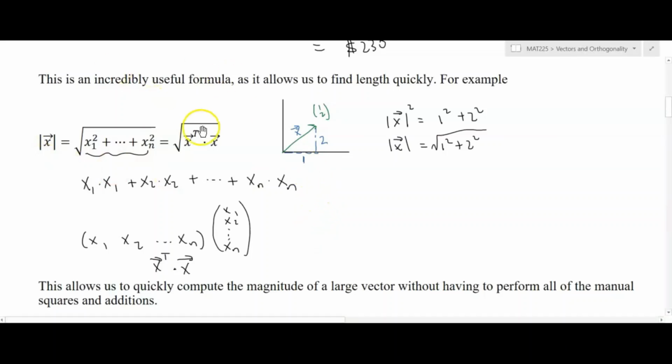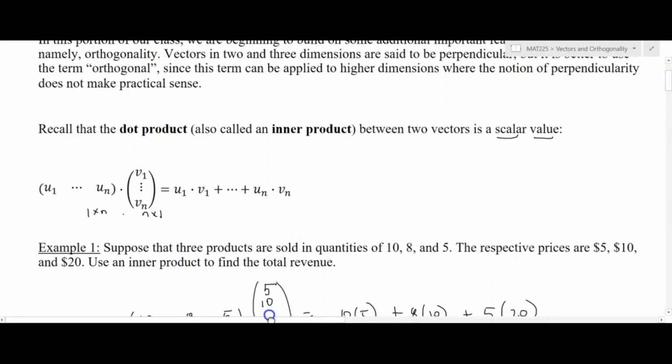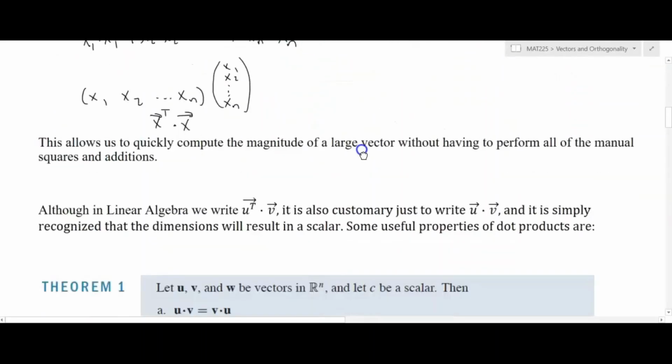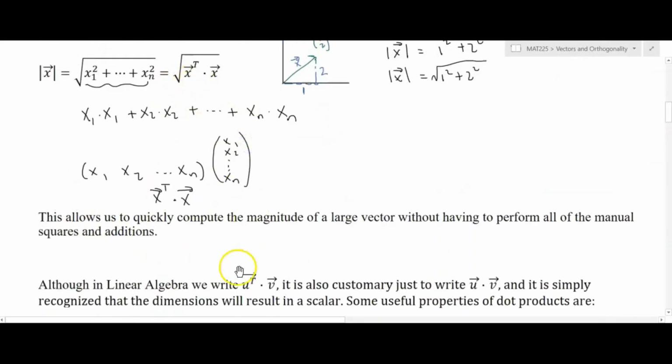Another common way of writing out dot products, I don't know if I've mentioned it here yet, but, yeah, here it is. So this method up here allows us to quickly compute the magnitude of a large vector without having to perform all of the manual squares and addition. So we could create vectors in a programming language and dot two vectors together, and it's one operation.